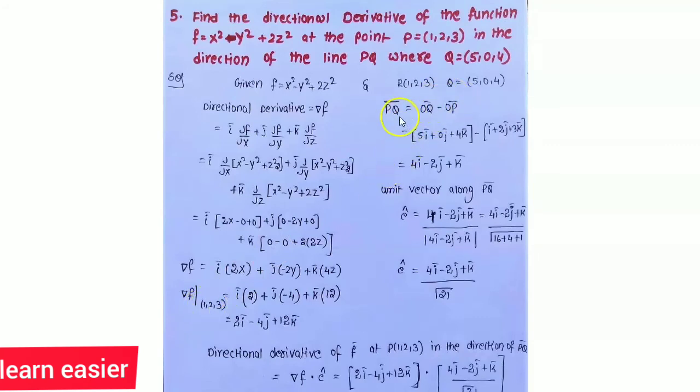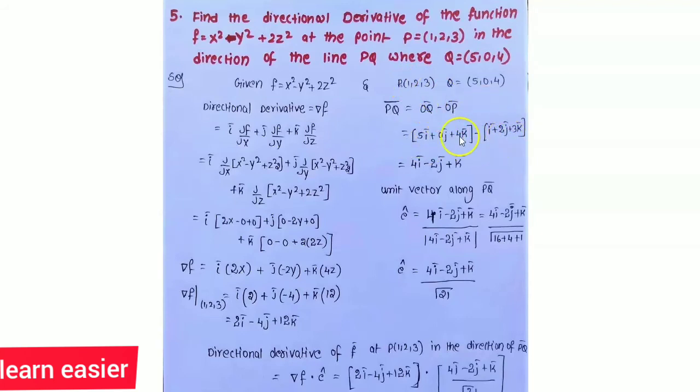Now we have to find the line vector, that is PQ bar. So PQ bar is what? OQ bar minus OP bar. So OQ bar is what? 5i bar plus 0 into j bar plus 4k bar. It is the line, and we have to take OQ bar with respect to the origin. So OQ bar is 5 into i bar plus 0 into j bar plus 4 into k bar, minus, in the same way, OP bar is what? 1 into i bar, 2 into j bar plus 3 into k bar.